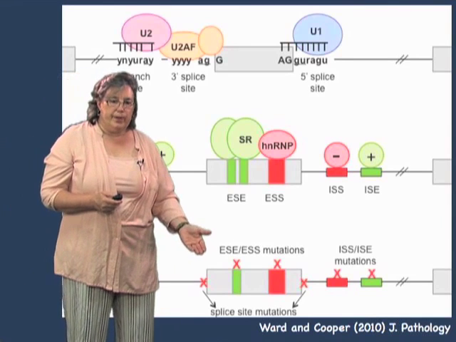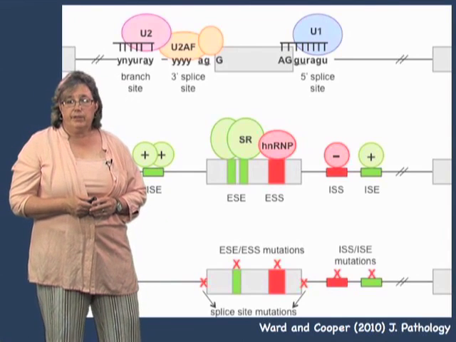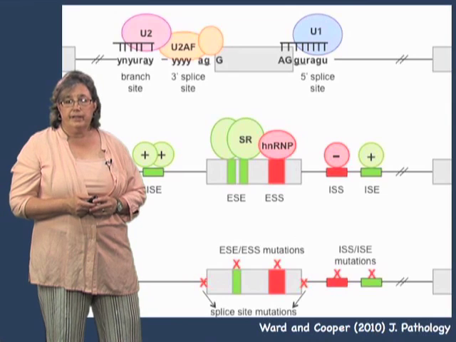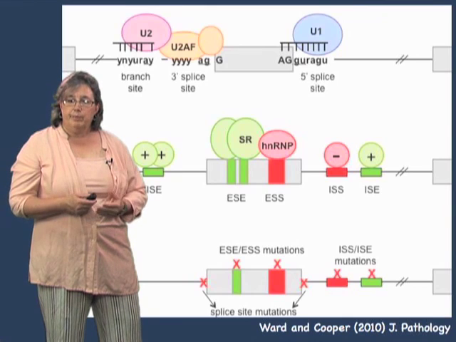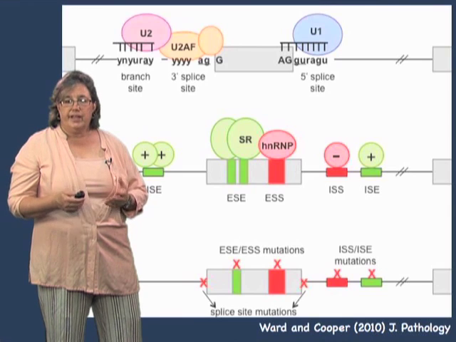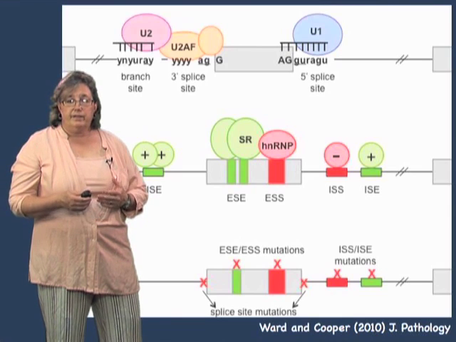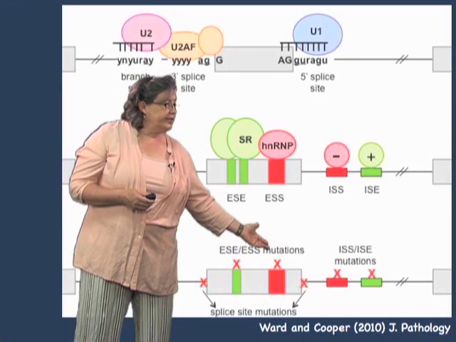So one thing I'd like to point out about these splicing enhancer and silencer sequences is that mutations in those sequences can lead to human genetic disease. About 20% of human genetic disease is caused by mistakes in splicing. And these mistakes can occur if a mutation occurs at one of the consensus sequences.